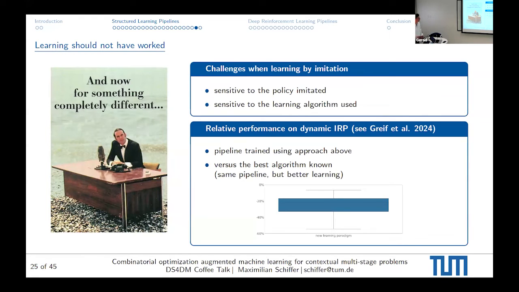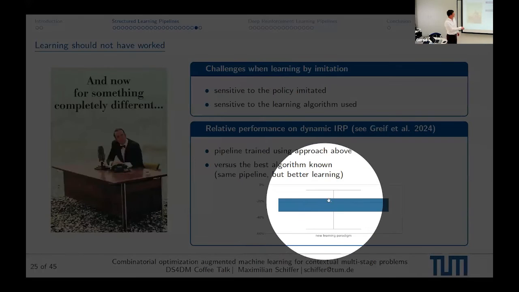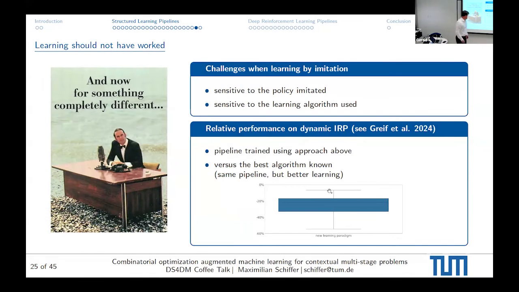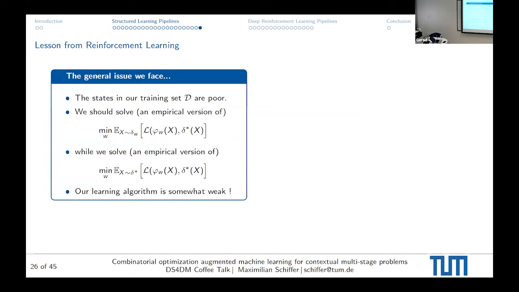There's a recent preprint of Thibault and some co-authors where they tried to use the approach that we had in those papers on an inventory routing problem, and where you will be worse than some other benchmarks or some advanced pipelines. So be careful if you apply this pipeline. It's sensitive to the policies that you imitate. It's sensitive to the learning algorithm. If you don't have a stable gradient, you're screwed. And you will find places where it does not work as well as it works in the two examples I showed you. So why is that?